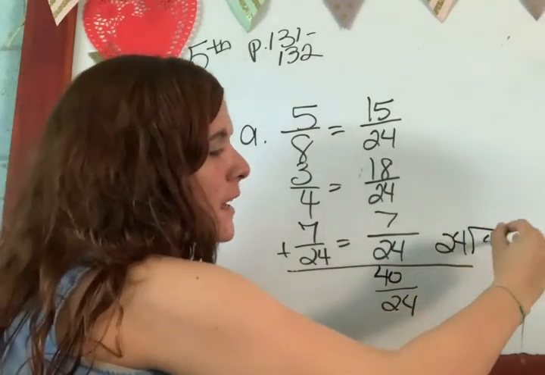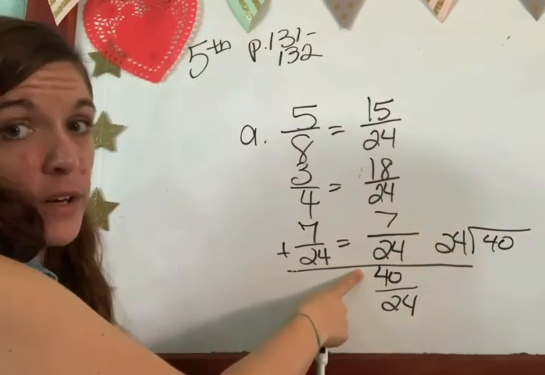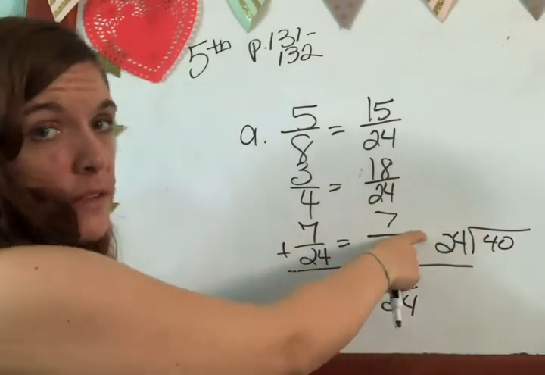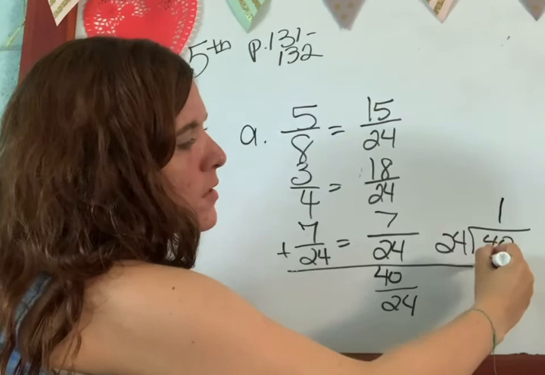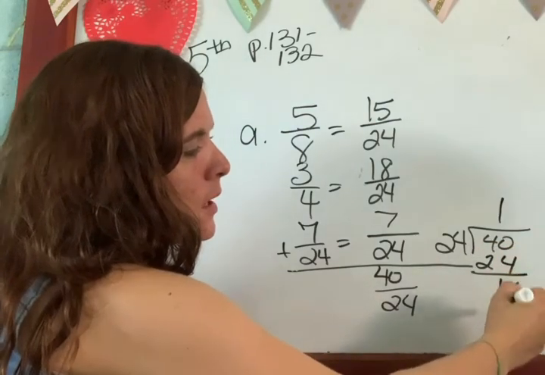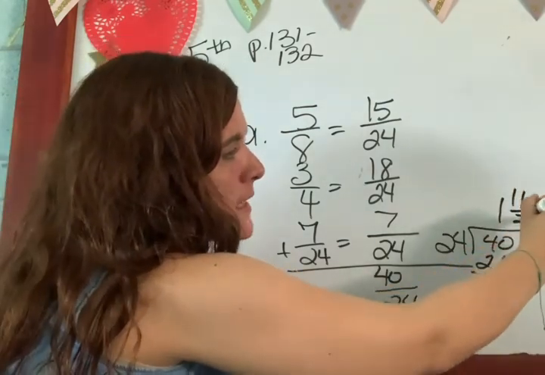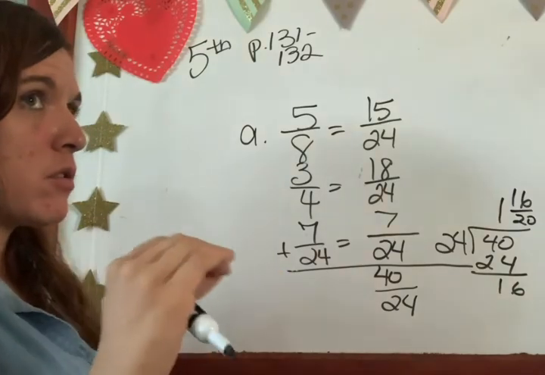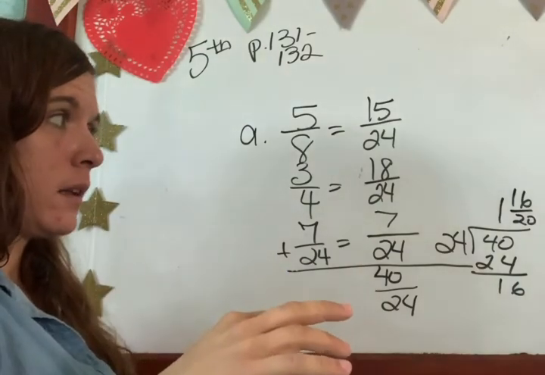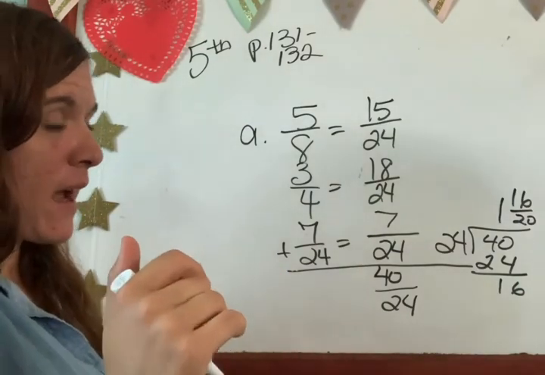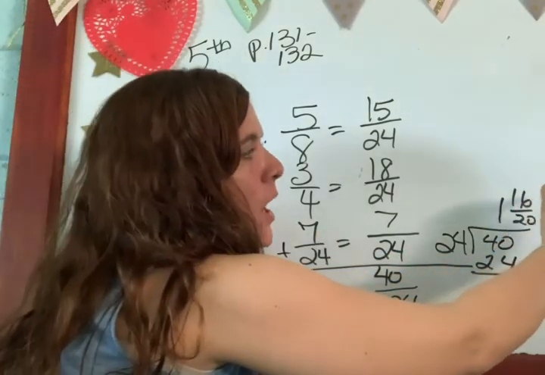24 into 40, because we can't leave it like that, you guys. The 40 is bigger, so we gotta divide it over here. 24 goes into 40 one time. That's 1 and 16 over 24. Can I reduce, Oscar? Yes, I can. I can divide 16 and 24 by some number. Let's start out with 2.